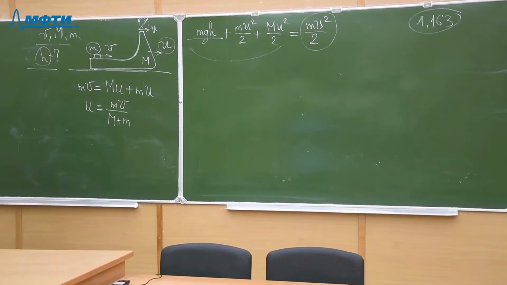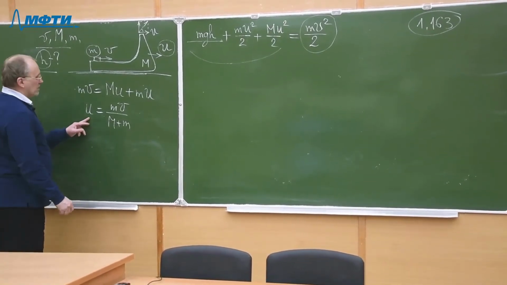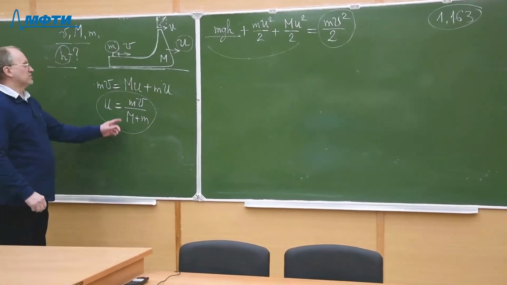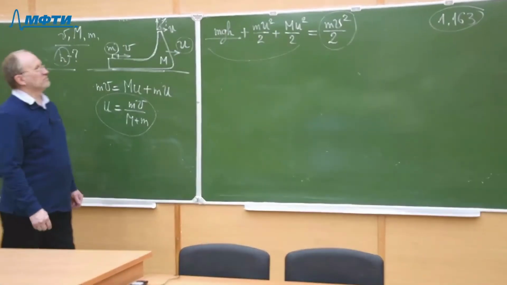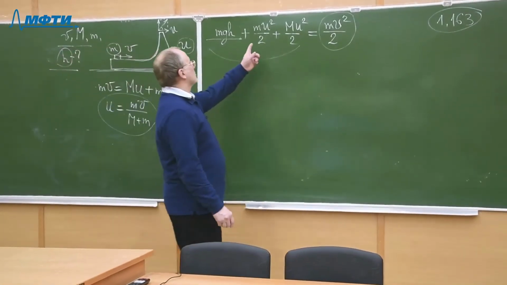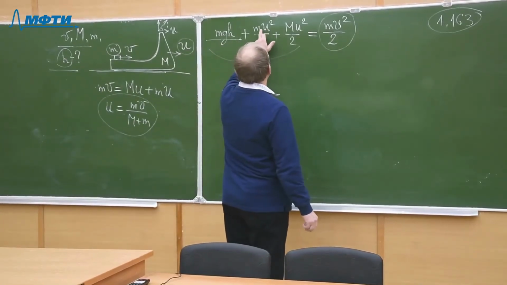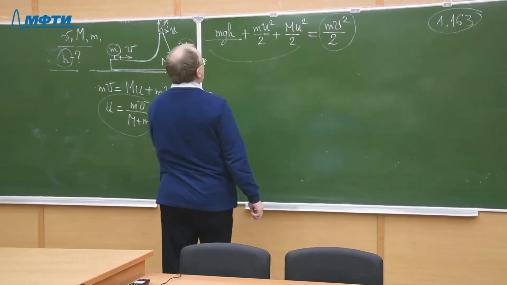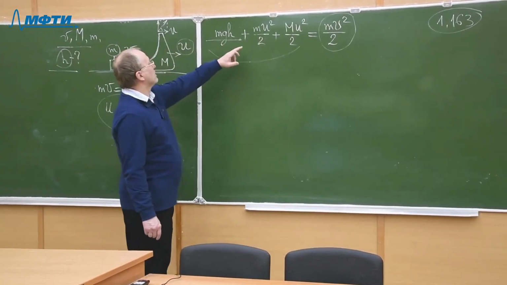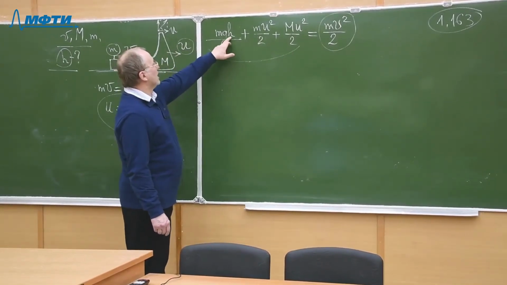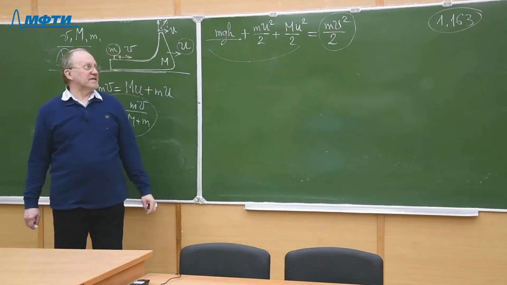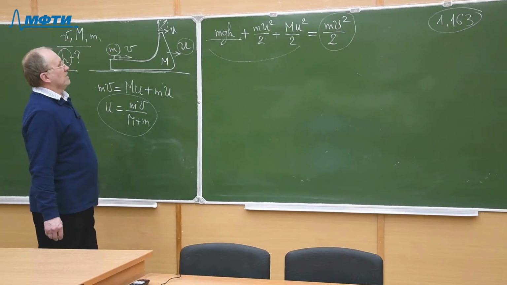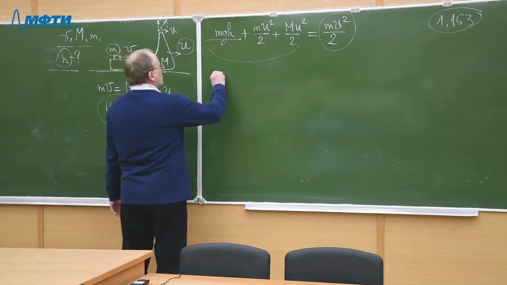Okay. We already know this velocity u. We have found it from the law of conservation of momentum. So this physical quantity is known, and v is known. The only unknown quantity in this equation is the height h. It's not difficult to find h.